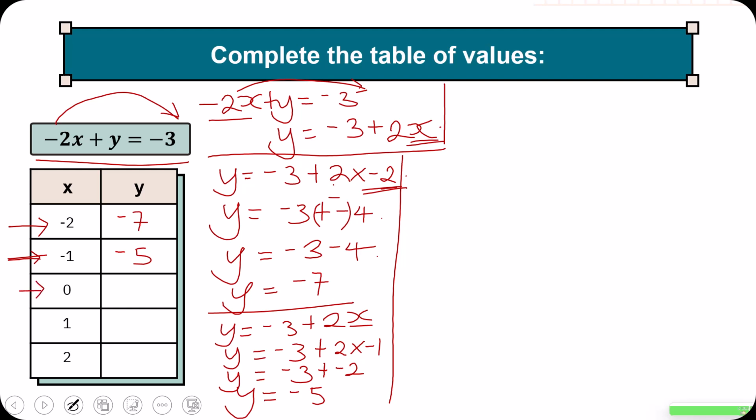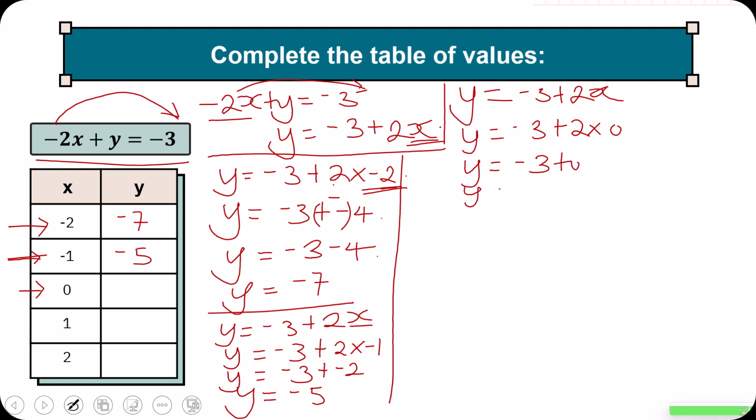So our next x value is 0. We still use our equation y is equal to negative 3 plus 2x. And our y in this case will equal negative 3 plus 2 times x, which is 0. And finally, our y will equal negative 3 plus 0, and y will equal negative 3. So we bring negative 3, put it here.